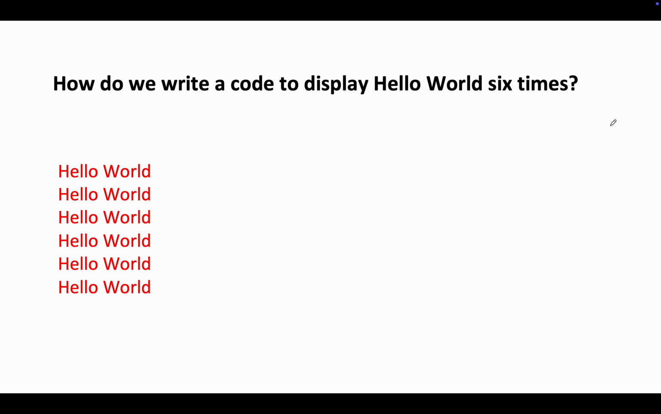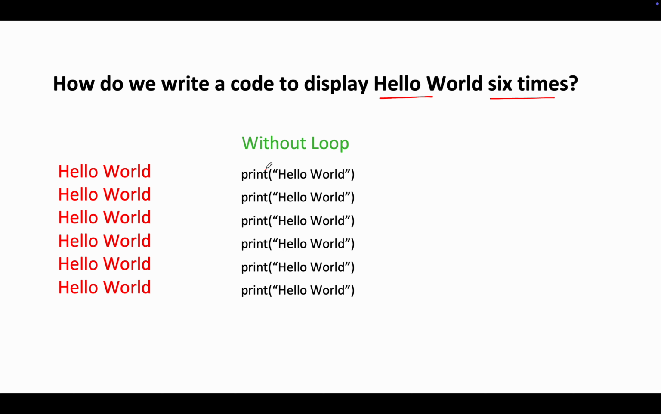Suppose we would like to print or show hello world 6 times. How are we going to show it? We could just write print hello world 6 times. But how about 60 times? Then we can just copy and paste 60 times. But how about 600 times, 6,000 times, or 6 million times? It wouldn't be efficient if we keep doing the same thing over and over again.